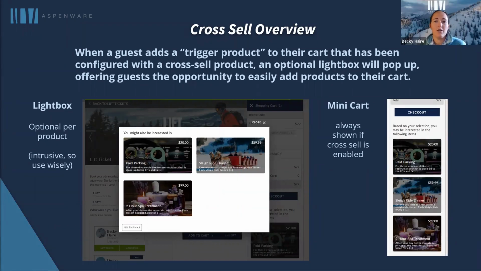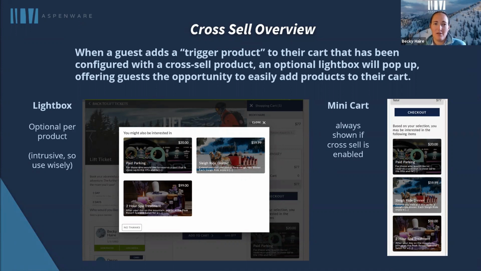Cross-sell uses standard NOP functionality where you can advertise additional products when a triggered product is added to the cart. The standard NOP functionality advertises cross-sell products in a list under the mini cart as shown on the right. Aspenware enhanced this functionality by giving the resorts the option of adding a lightbox to the product display setup. So a lightbox is a pop-up window that dramatically calls all of your attention to the cross-sell products as seen on the left, and you have to take action to clear it.